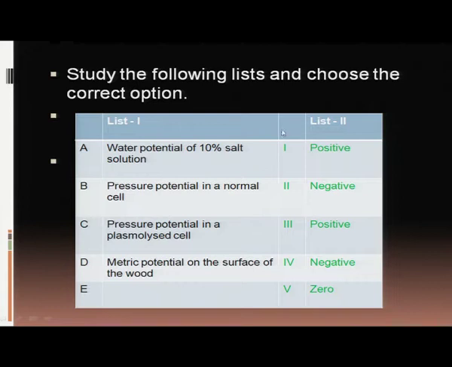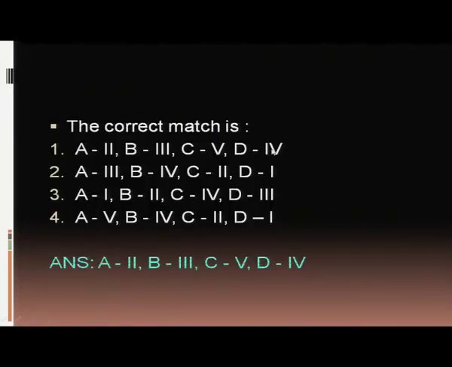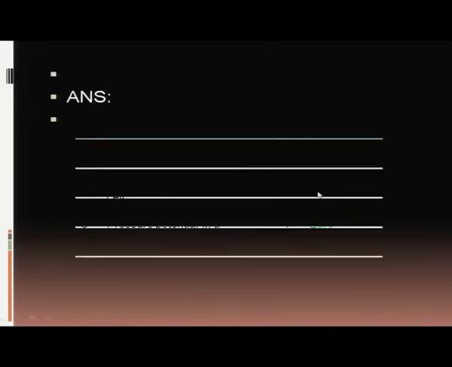Now, this was a match the column question, where you were to match the values with their proper sign, negative or positive. Water potential of 10% salt solution, pressure potential in a normal cell, pressure potential in a plasmolyzed cell, or matric potential on the surface of the wood. These were the options, and let us see. This way we cannot really know the answer, so let us see the answer.